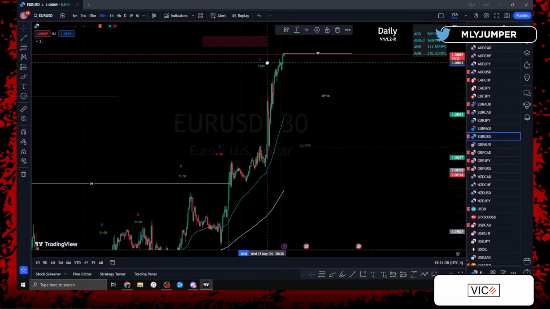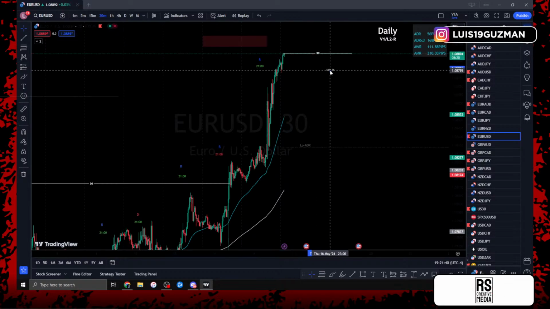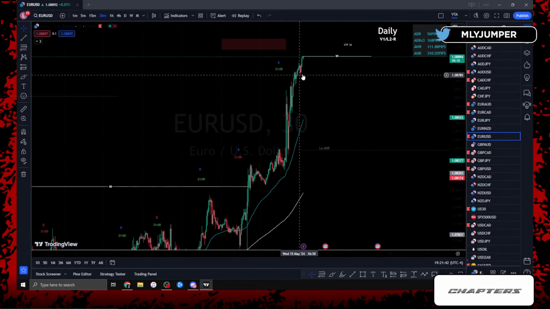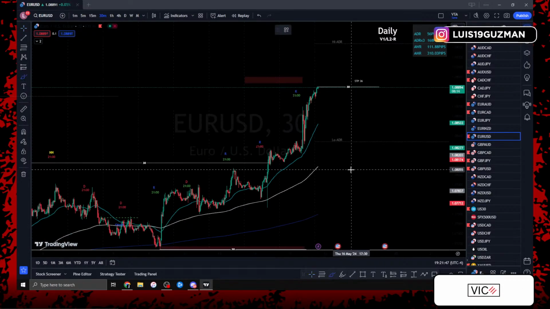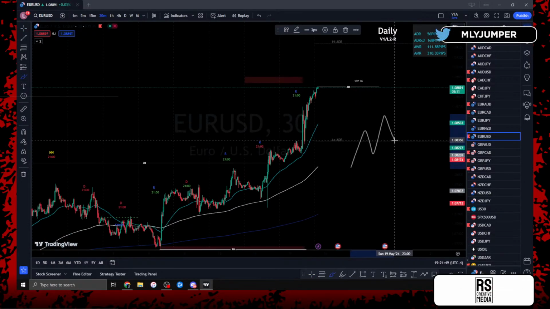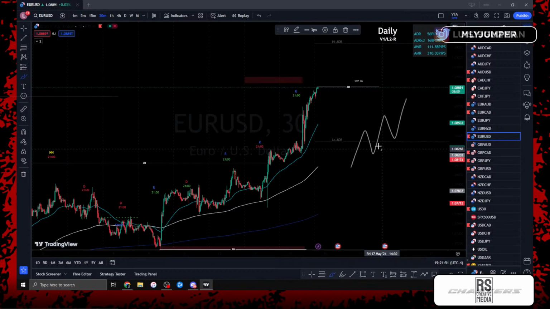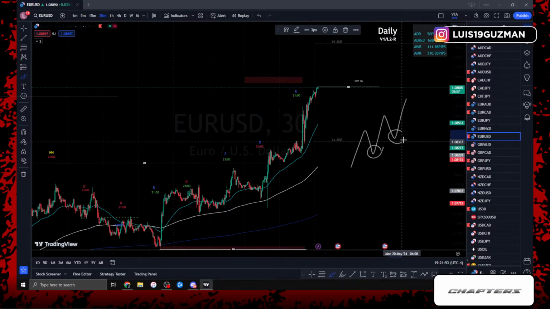Does price want to continue and give us a continuation, or is price going to give us a pullback? If price ends up giving us a pullback, then it's all good. We know we want to look for those entries when price gives us a higher high. Again, what are we doing? We're making higher highs, higher lows, higher highs, higher lows. Where do we want to enter? We want to enter on these higher lows.